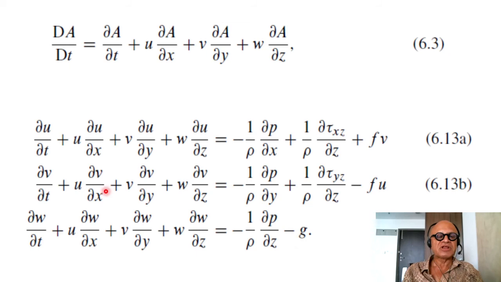Okay, so similarly in the meridional direction we have dv dt plus u dv dx plus v dv dy plus w dv dz equal to minus 1 over rho dp dy plus 1 over rho del tau yz del z minus fu. So dw dt, vertical acceleration, plus u del w del x plus v del w del y plus w del w del z equal to minus 1 over rho dp dz minus g.